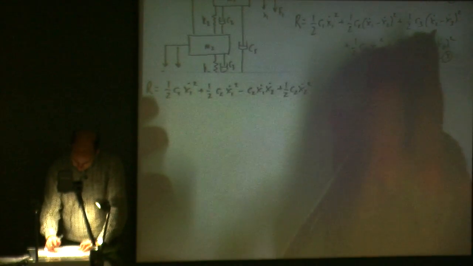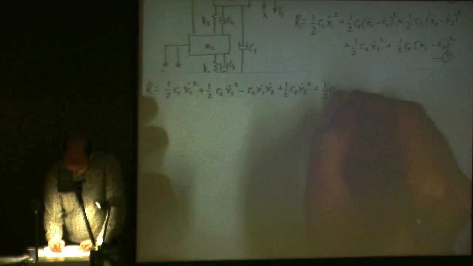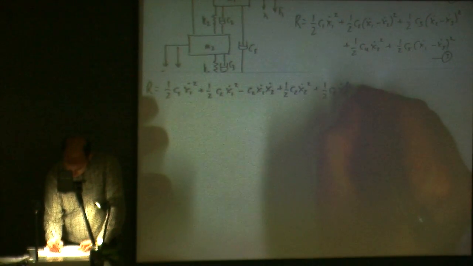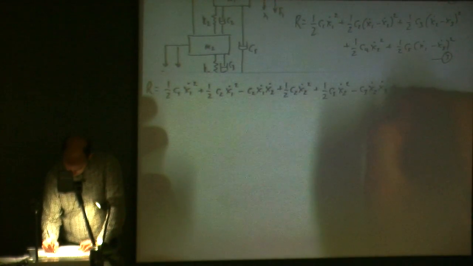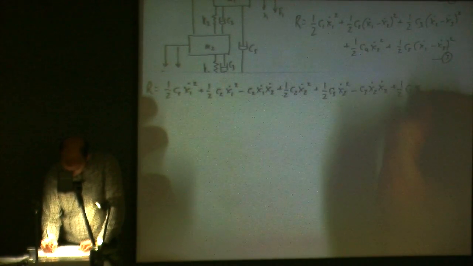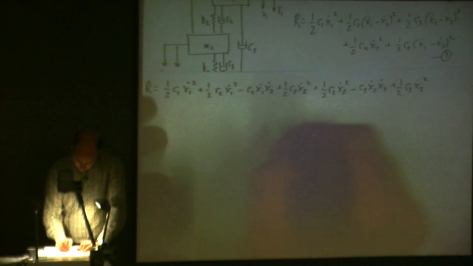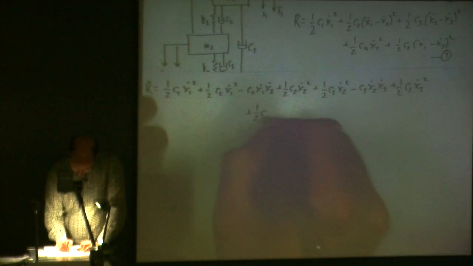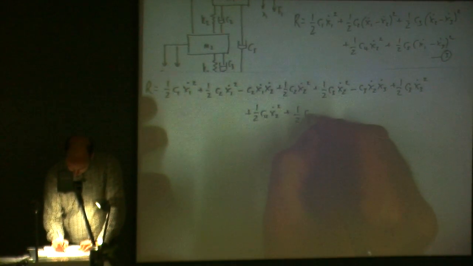That's the second term. The third term, similarly, 1/2 C3 x2 dot squared minus C3 x2 dot x3 dot plus 1/2 C3 x3 dot squared. That's that second term. And the last term, C5.